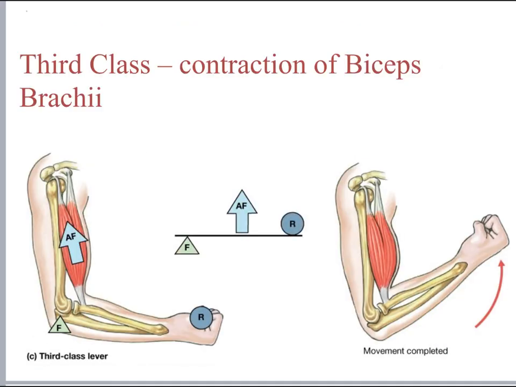Lastly, we have our third class lever. This is contraction of our bicep, was our example. This was our speed lever, where the fulcrum is way in back, the applied force is in the middle, and the resistance is in front.